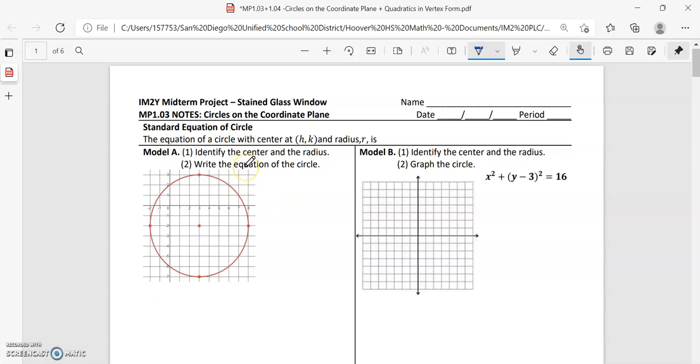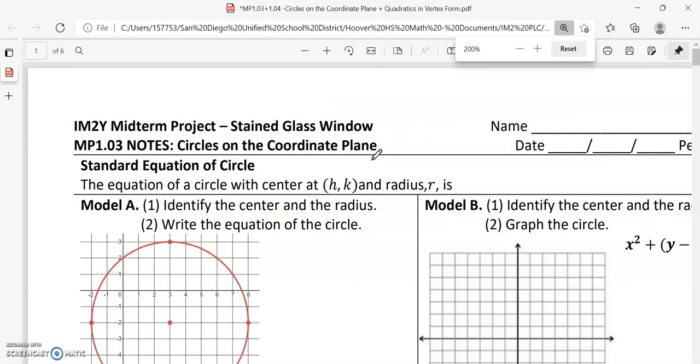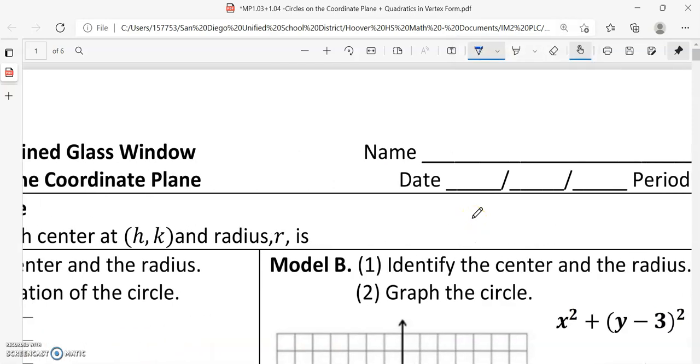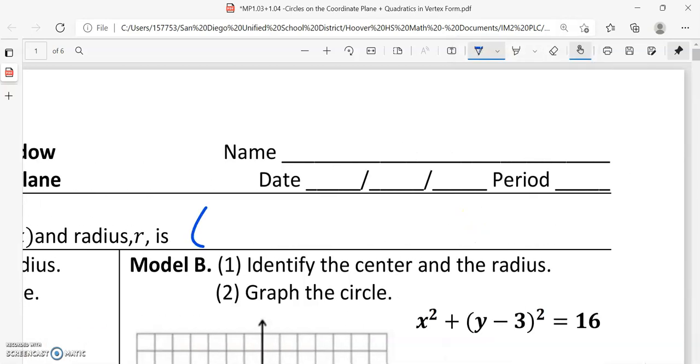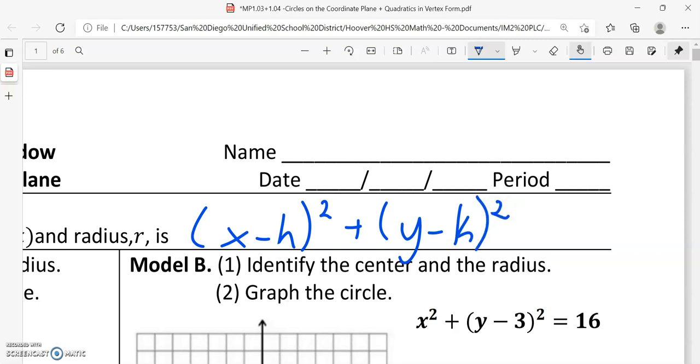So this is circles, and if you remember the standard equation of a circle, it's the equation of a circle with center at h comma k. The h is the x value, the k is the y value, and radius r. We have (x minus h) squared plus (y minus k) squared equals r squared.